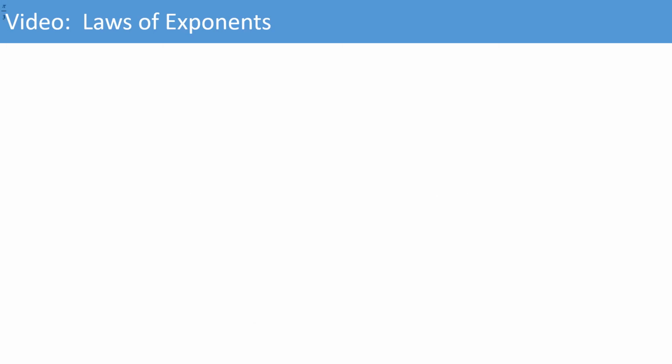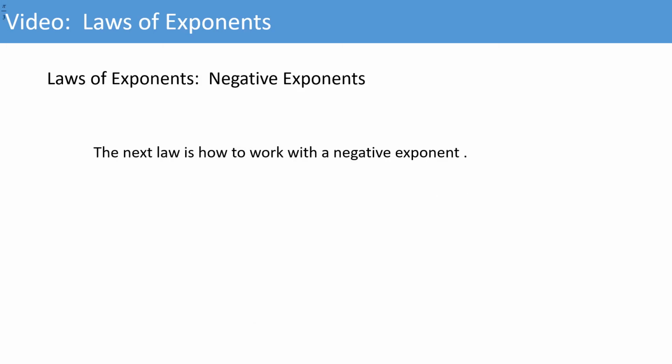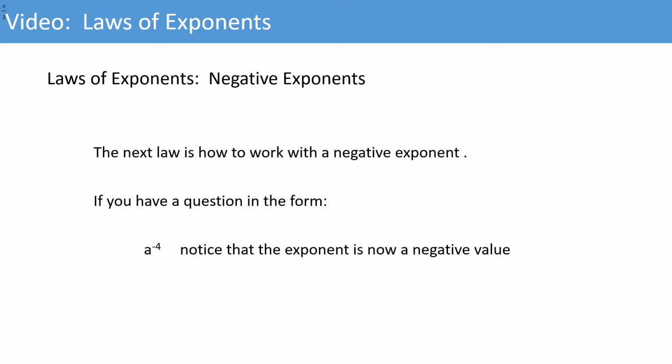Negative exponents. The next law is how to work with a negative exponent. If you have a question in the form a to the exponent -4, notice the exponent is now a negative value. What do we do? The rule, the negative sign means the inverse.